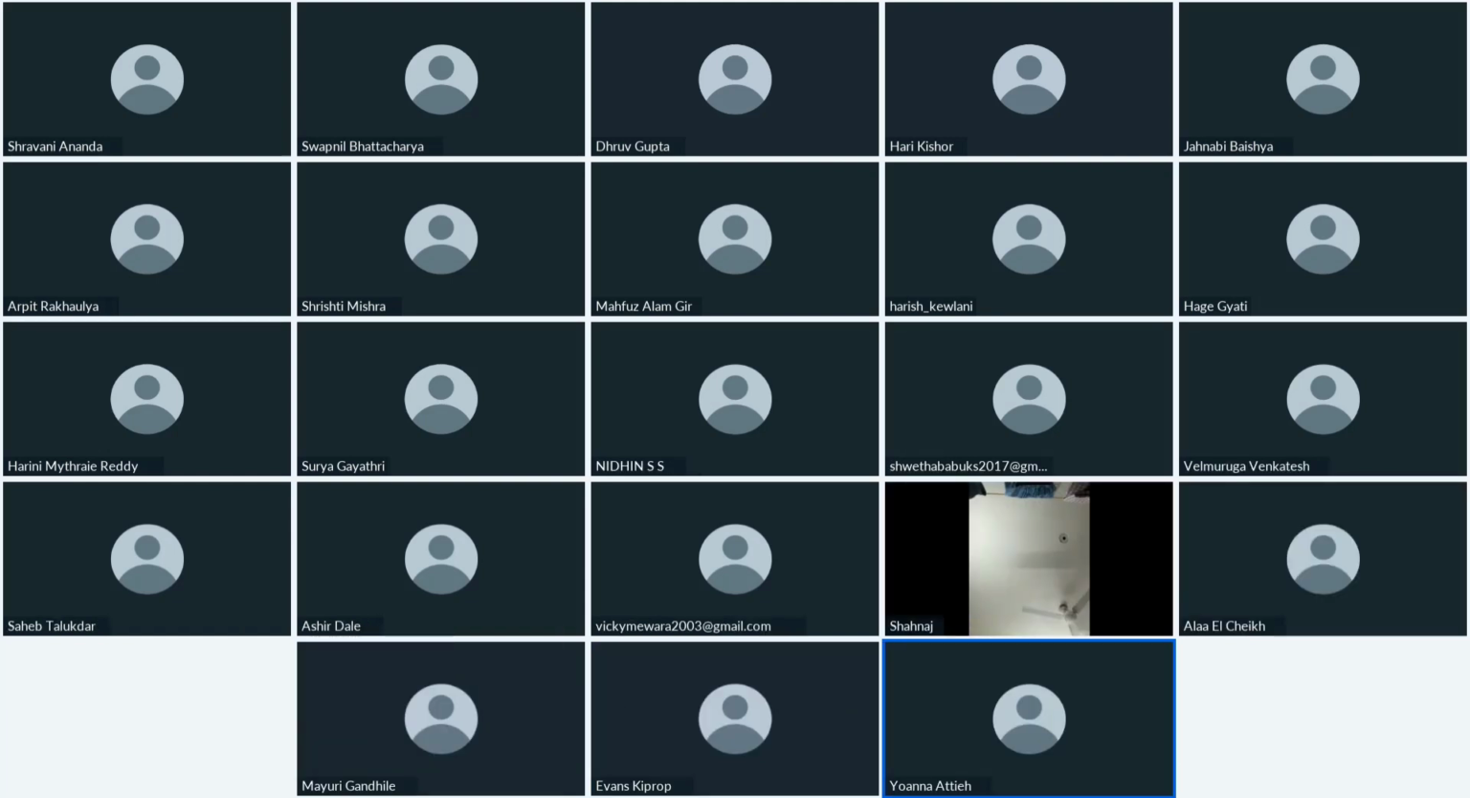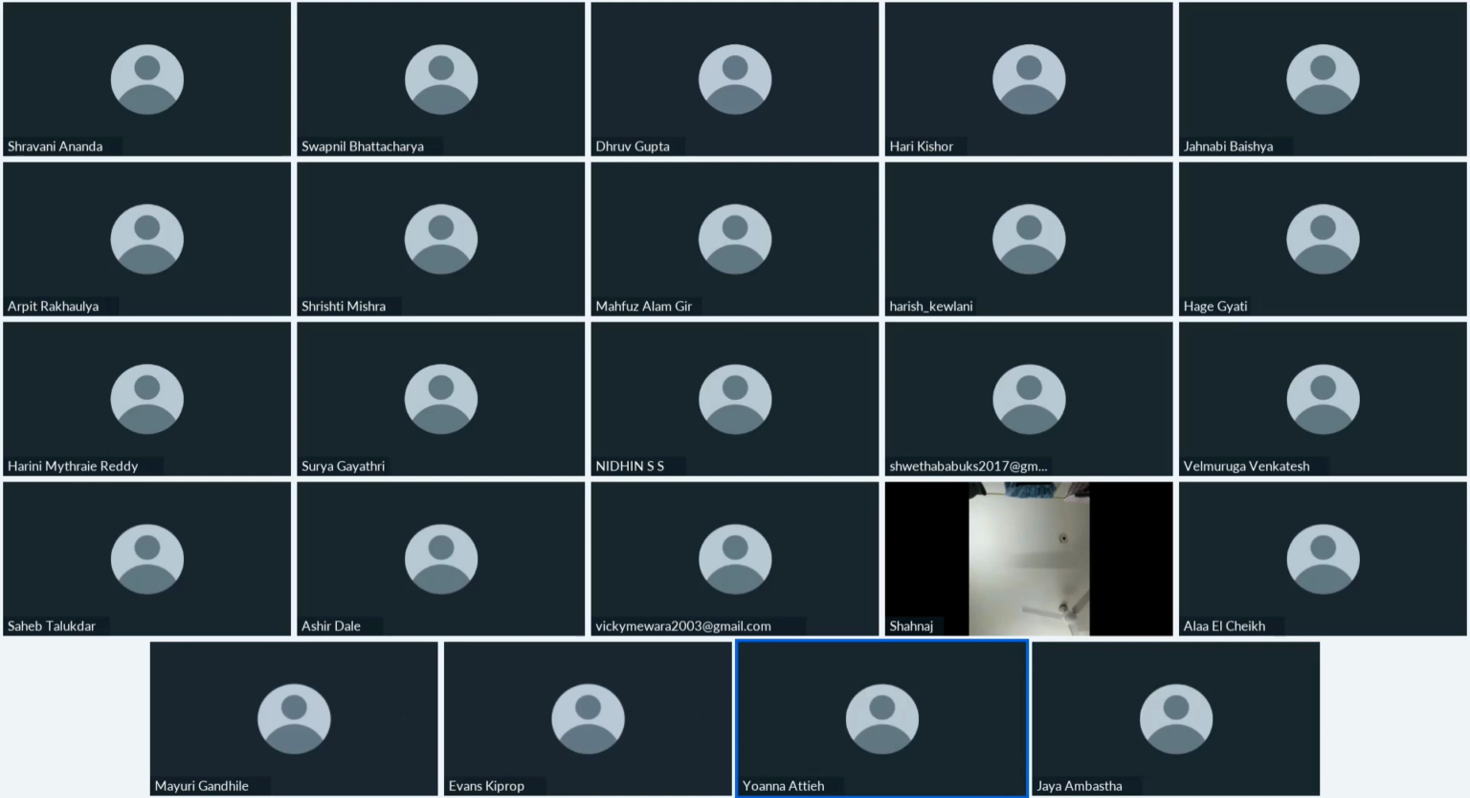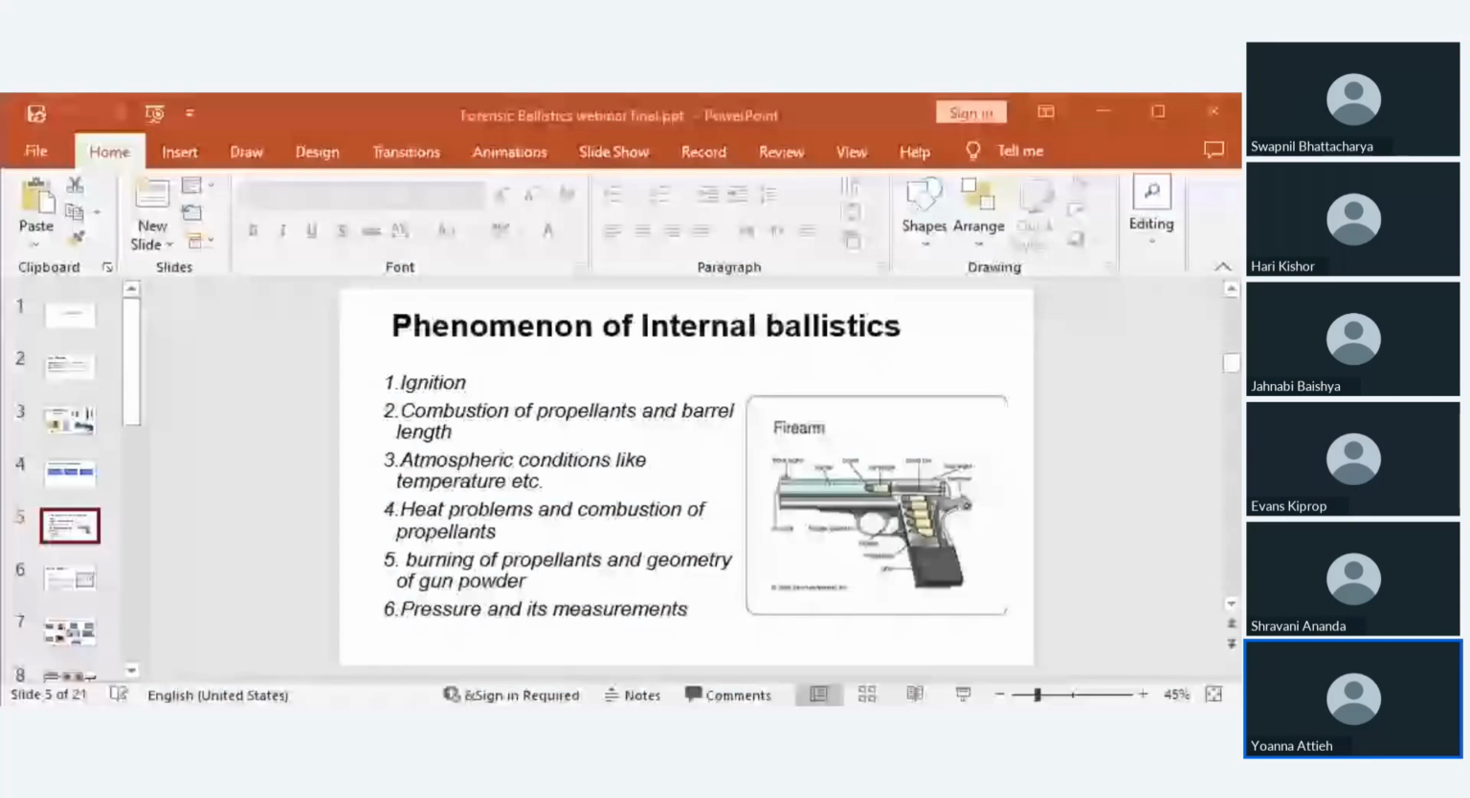Inefficiencies in the combustion process can result in unspent propellant, excessive heat, or dangerous levels of pressure, potentially compromising the firearm's performance or even causing a malfunction. So, in forensic science, understanding the efficiency of combustion can help determine how a firearm operates, and how a projectile was propelled.